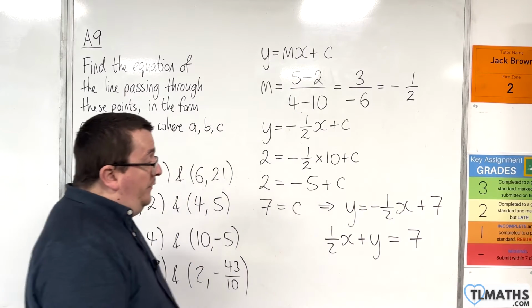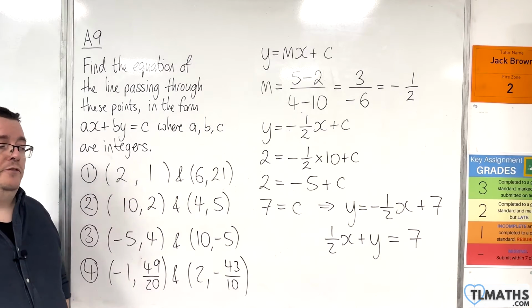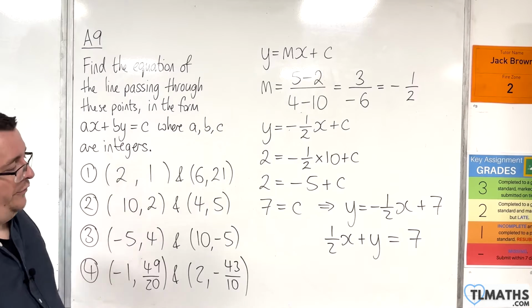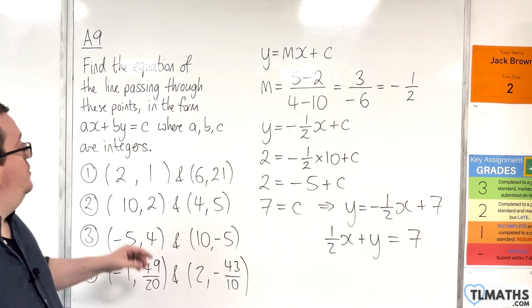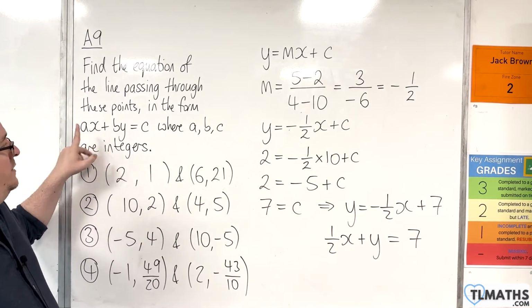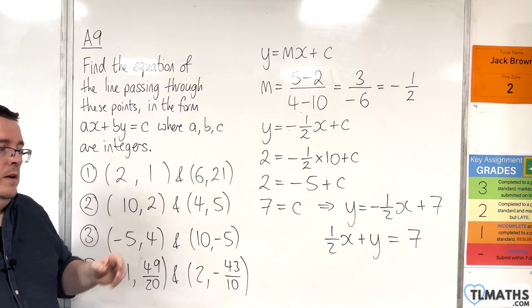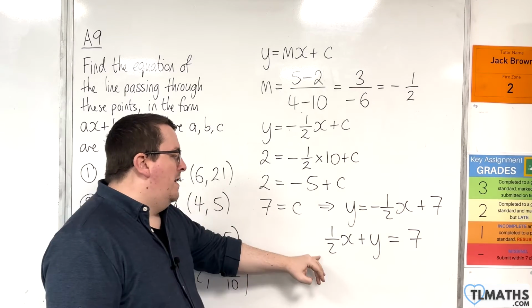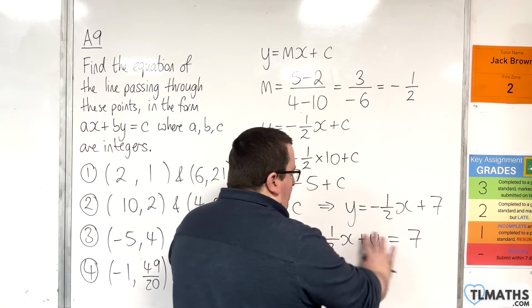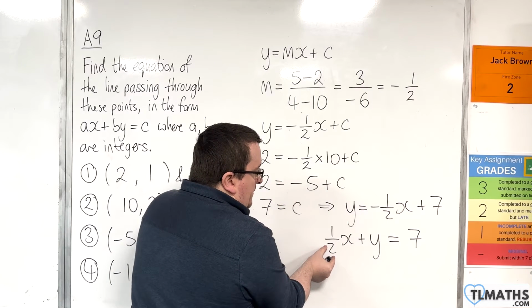And so I get this. Now that's still not in the format that I want because 1/2 is not an integer. I can't leave 1/2 there. So to get rid of the fraction, multiply everything by the denominator. So multiply through by 2.